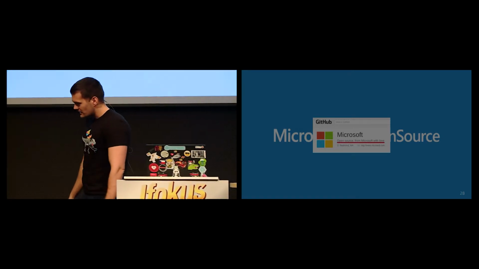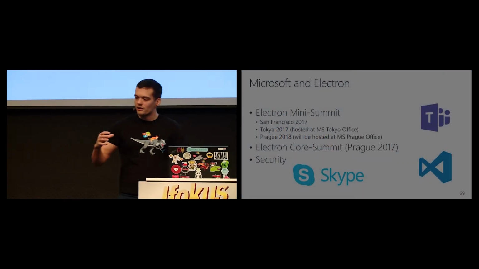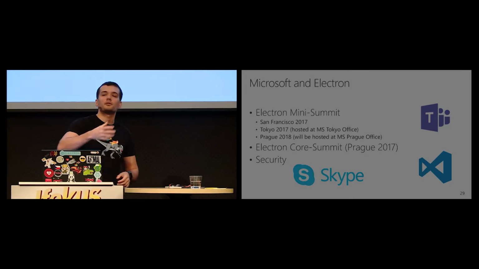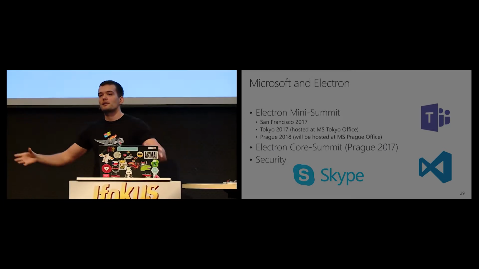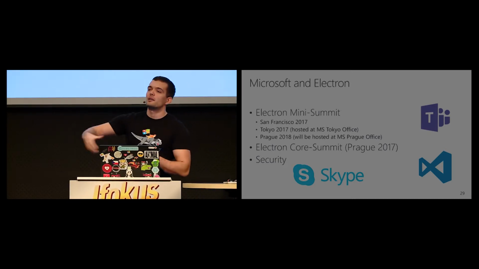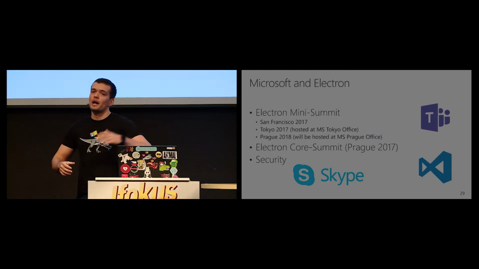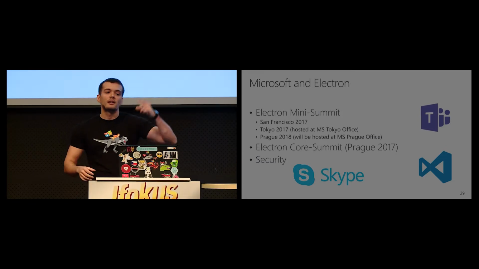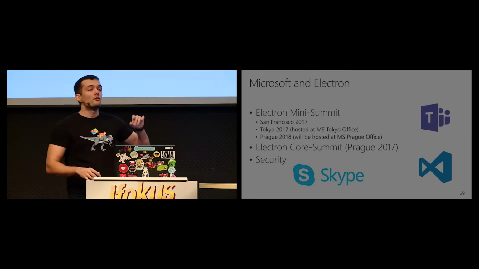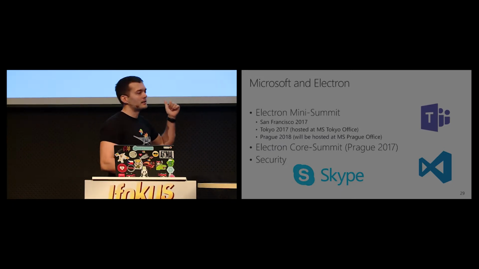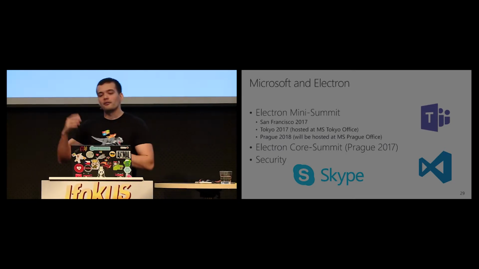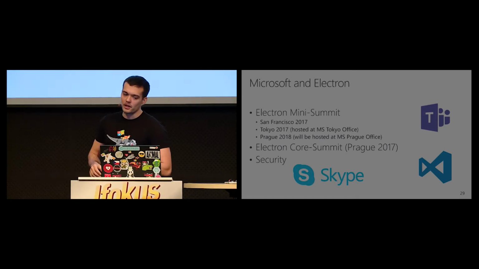So, this journey with Electron started one year ago, and we were participating in Electron mini summits. These are gatherings of the main stakeholders, let's say, of Electron, discussing roadmaps and all these things. We had one in San Francisco in 2017. We had one co-hosted in Tokyo at the Microsoft office, and we are going to co-host another one in Prague this year in June. You can find more information about it on the GitHub site.